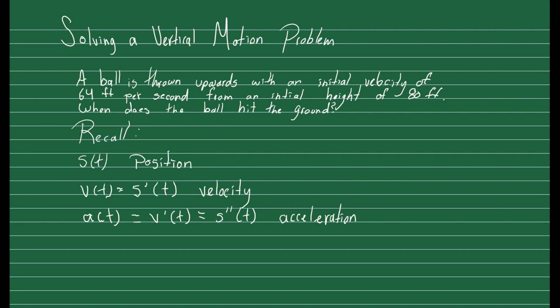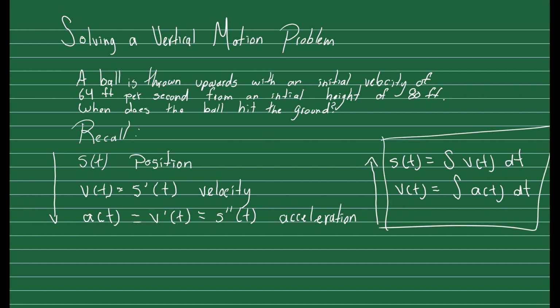All right. S of t gives us our position with respect to time. V of t is the derivative of S of t, which is the velocity, and then acceleration is equal to V prime of t or S double prime of t. So if the relation holds this way, the relation should hold backwards as well. We can say the velocity is equal to the integral of acceleration with respect to t, and then we can say the position is the integral of velocity with respect to t as well. So we're going to be using this part to solve this problem.